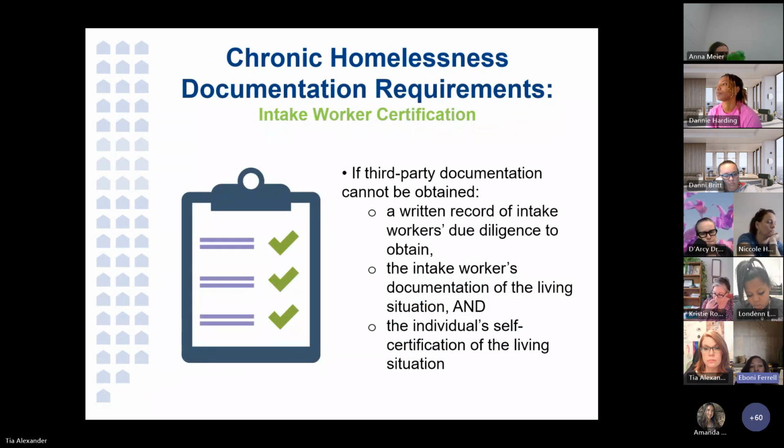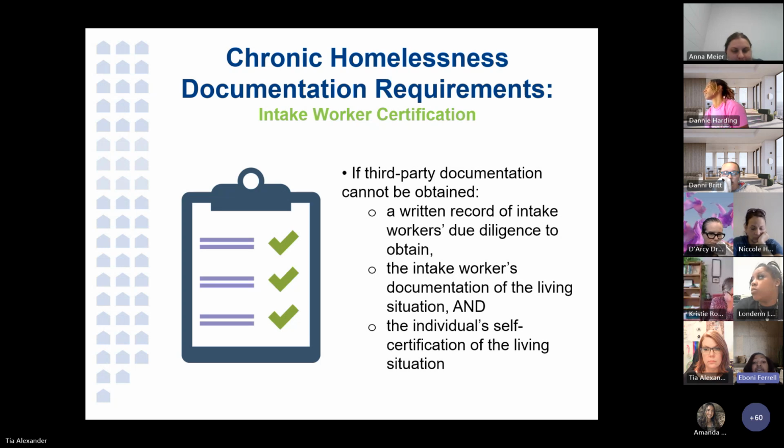The second best form of documentation would be intake worker certification. There's been some confusion in the past about who is an intake worker. In this context, the person completing the participant's intake into the housing program is the intake worker. Other workers, such as GCB street outreach workers, are third party. Only if all reasonable efforts have been made to obtain third-party documentation and have been unsuccessful is intake worker observation acceptable as the next best form of documentation.